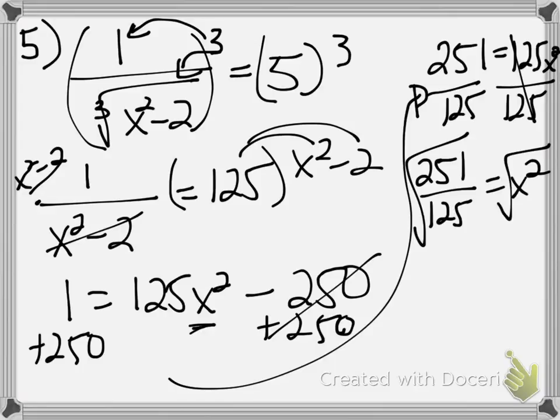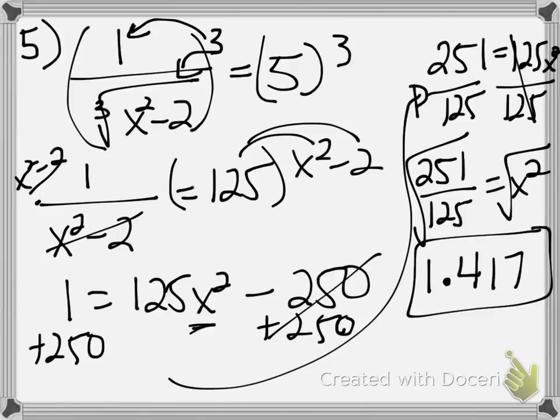So I'm going to need to take the square root of both sides. And now truly, because this is an ACT problem, the answer choices are going to be in decimal form. So when I go ahead and do that, I get 1.417, which would be that decimal answer. Okay, now I just have one more that's again like an ACT question.